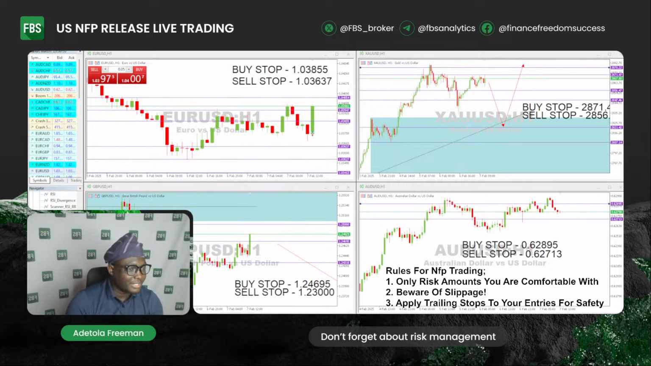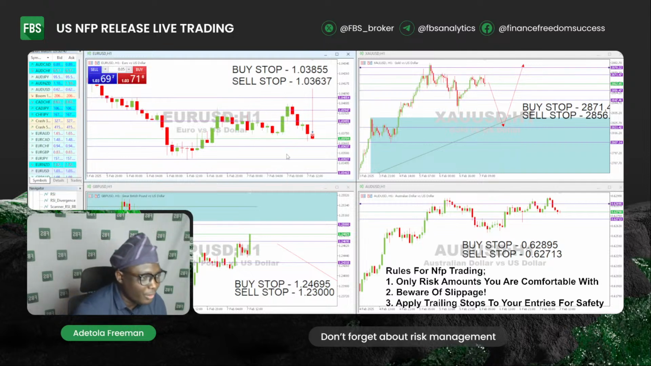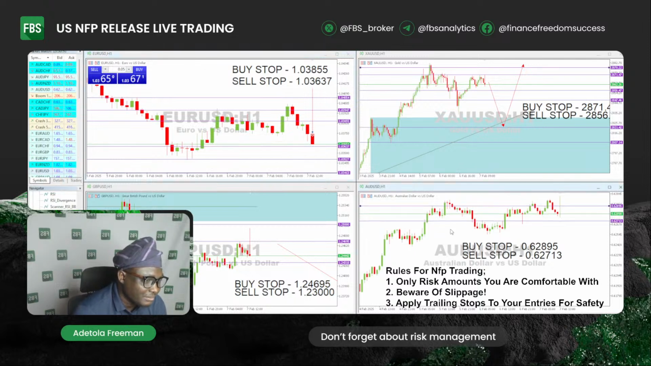Let's see how the market is doing. Now, this is what we call a whipsaw. Buy stop got activated, went all the way to TP, and then sell stop got activated immediately. Or the sell stop has not been activated yet. Can you see?